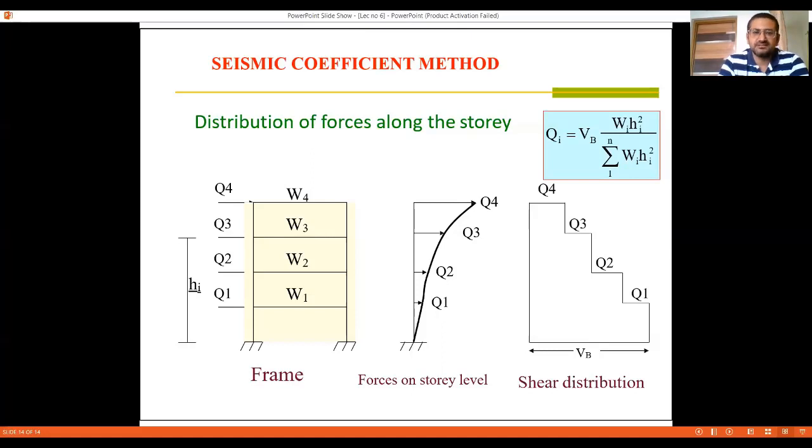In the next lecture, we will be discussing the dynamic analysis methods, which include the response spectrum method and the time history analysis.